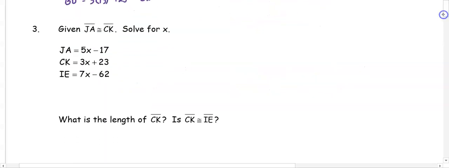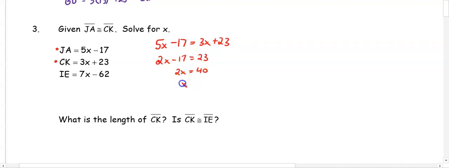Okay, let's look at one more example. Given that JA is congruent to CK, solve for x. To start this problem, we know that JA and CK are congruent, so we're going to set them equal to each other. 5x minus 17 equals 3x plus 23. In order to solve, we're going to move 3x to the other side. So we have 2x minus 17 is equal to 23. We can add 17 to both sides, so 2x equals 40, divide, and we get x is 20.